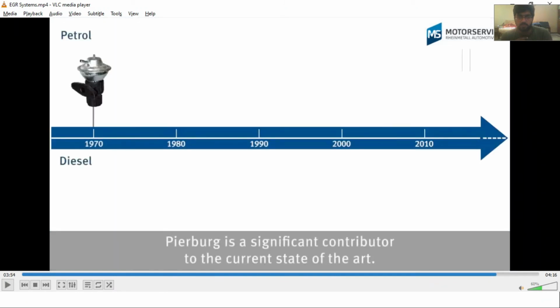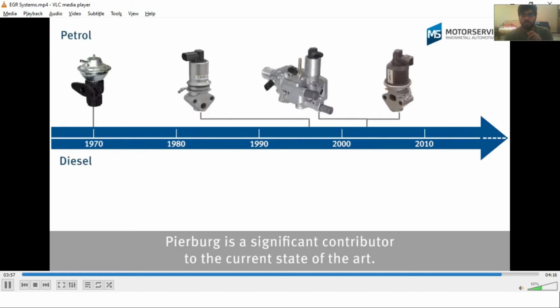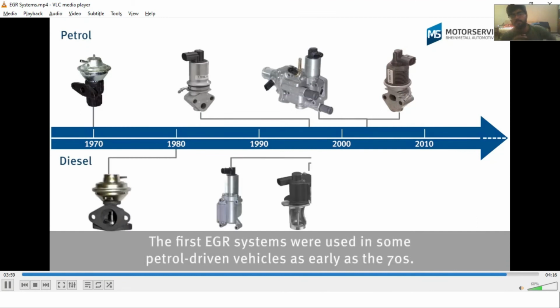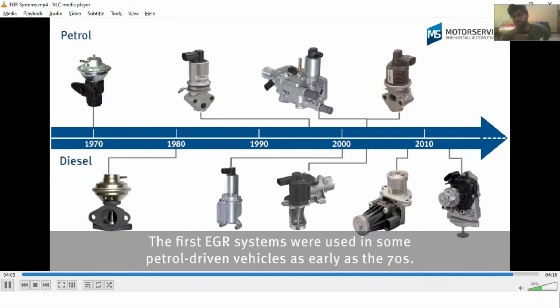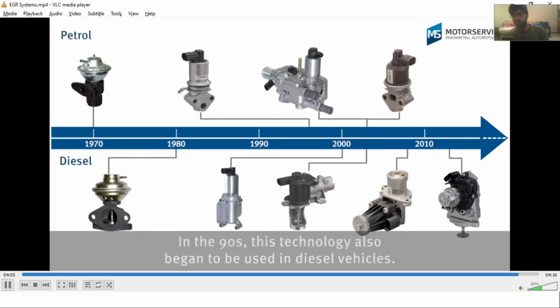So again, before even reaching the turbocharger, some amount of the exhaust gases is injected. So again, it has reduced the NOx produced in the IC engine with the help of some additional low pressure EGR system. Pierburg is a significant contributor to the current state of the art. The first EGR systems were used in some petrol-driven vehicles as early as the 70s. In the 90s, this technology also began to be used in diesel vehicles.